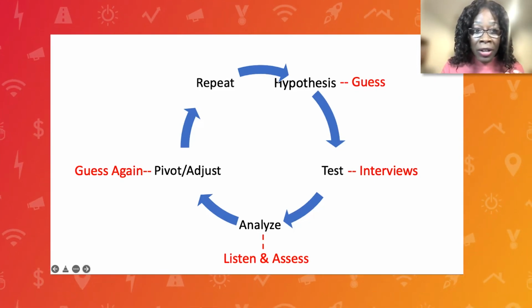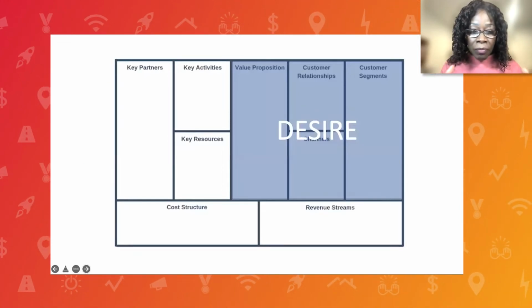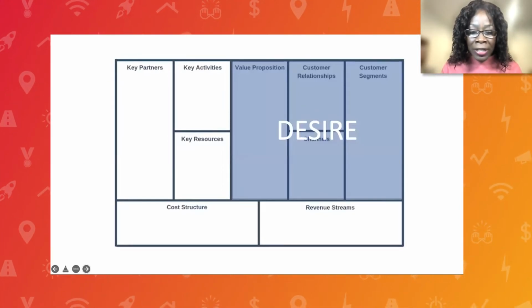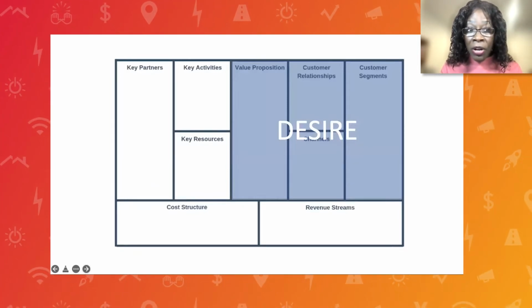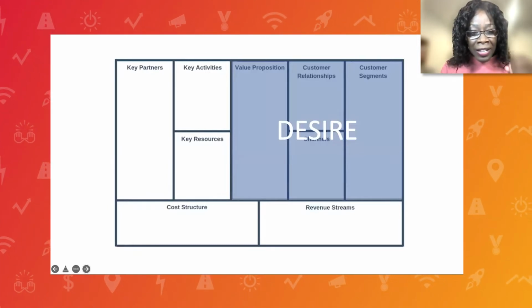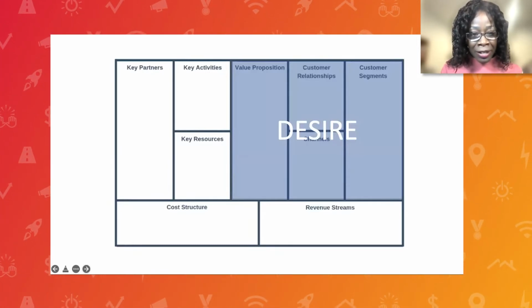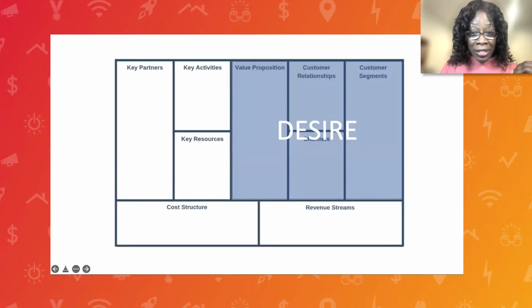And so we talked about the business model canvas. But what we're really focused on the last session and a large part of this session is desire. Is there a customer segment that has a problem that your solution addresses?